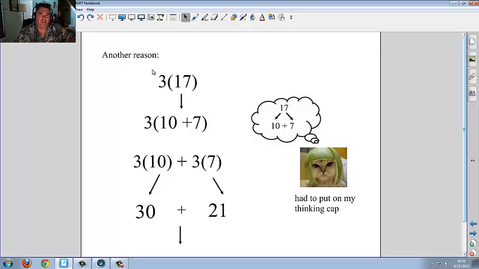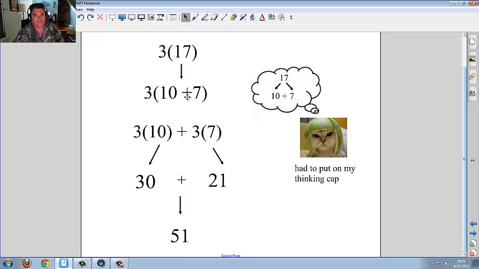Another reason, if you have a 3 here and 17, 3 times 17 might be difficult for some of you. How about this? Take 17 and split it into a 10 and a 7. 3 times 10 is 30, 3 times 7 is 21. So if you have 30 and 21, a lot of you can add that in your head and say, okay, well that's 51. And that's why you do that.